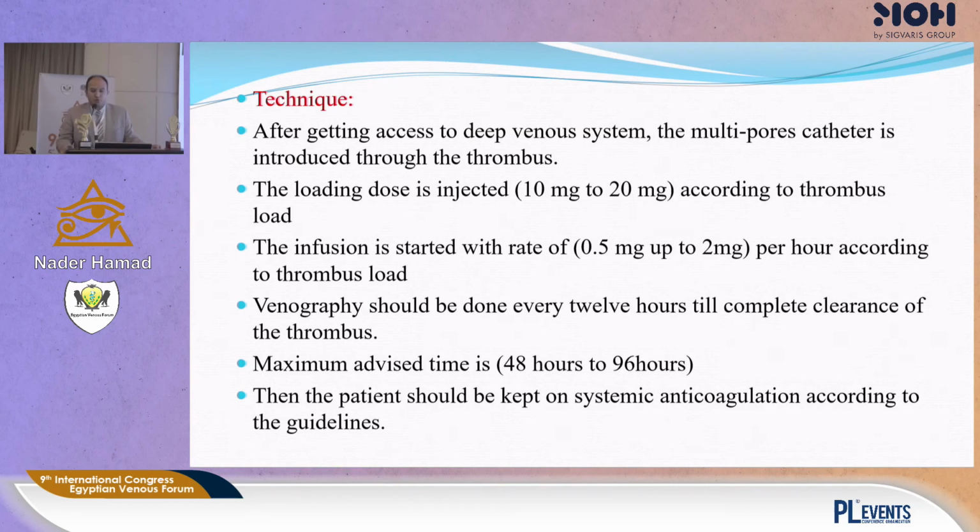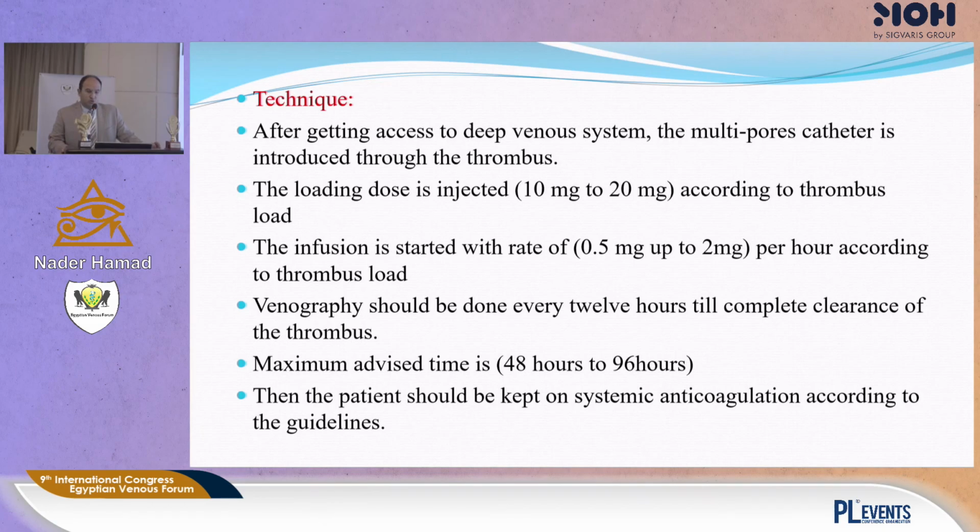So after getting access to the deep venous system, the multi-pore catheter is introduced through the thrombus. The loading dose is different according to the technique adopted, and the infusion rate is between 0.5 to 2 milligrams per hour according to the thrombus load. Venography should be done every 12 to 24 hours till complete clearance of the thrombus.